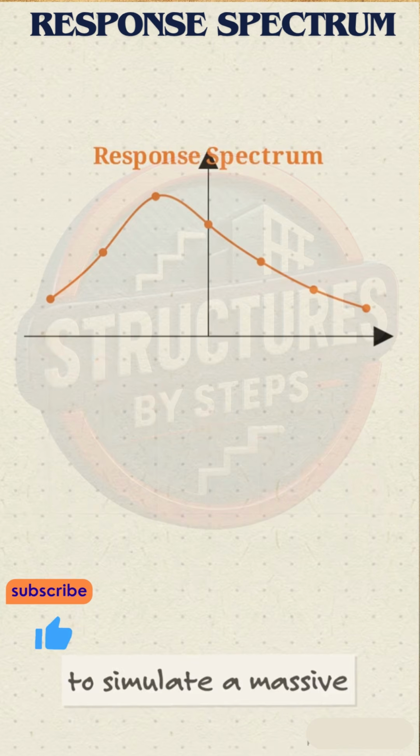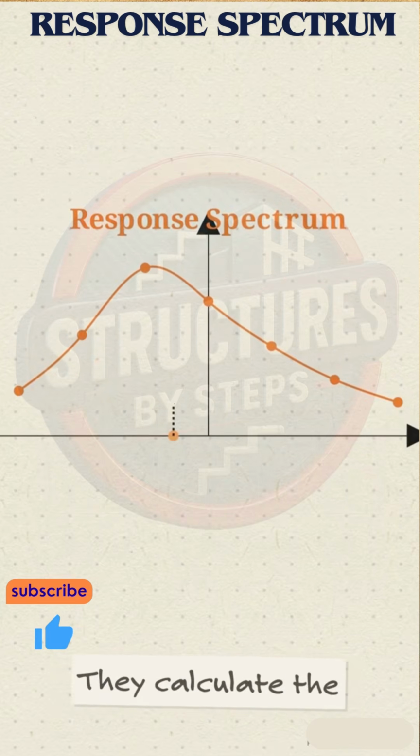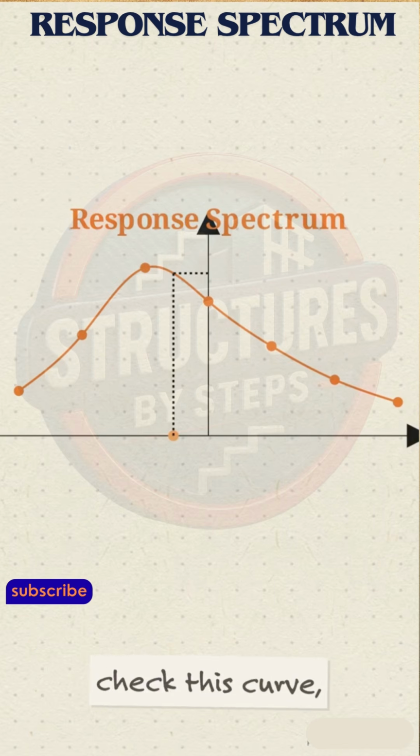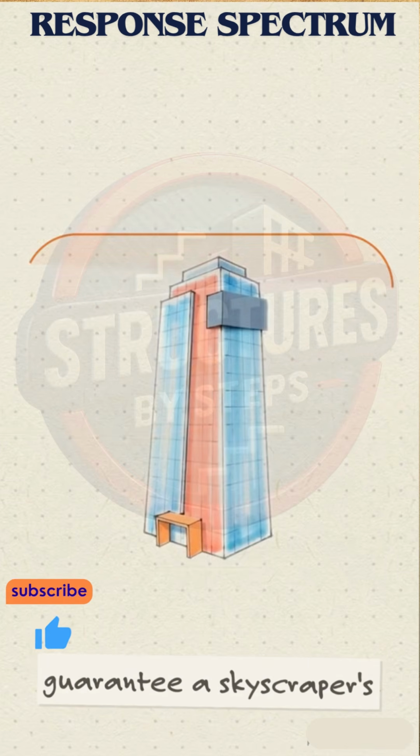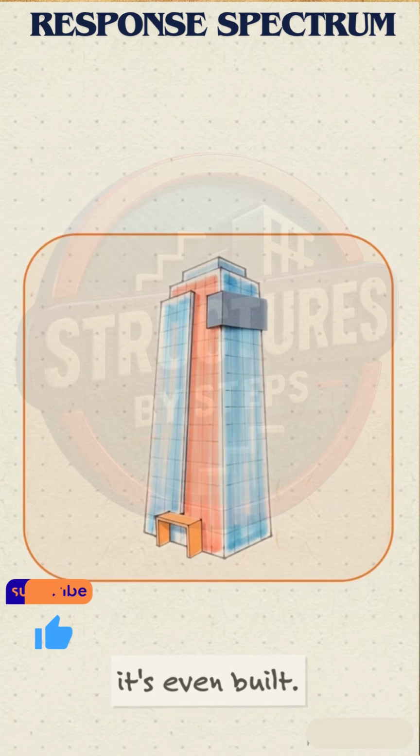Now, engineers don't need to simulate a massive earthquake for every design. They calculate the building's natural frequency, check this curve, and instantly read its maximum sway. That simple ball on a stick becomes a master key, letting engineers guarantee a skyscraper's survival before it's even built.